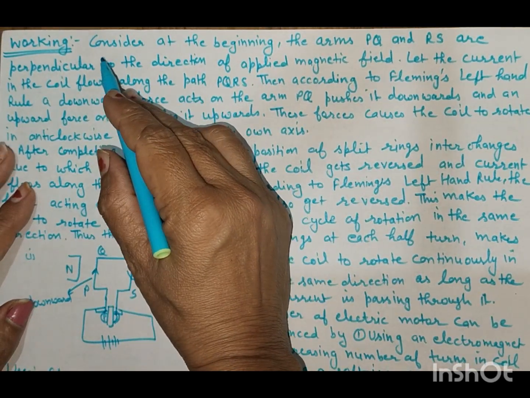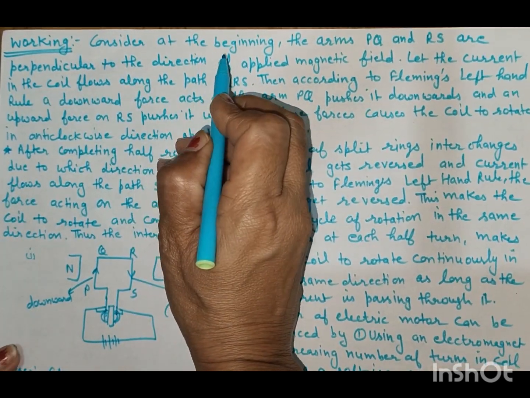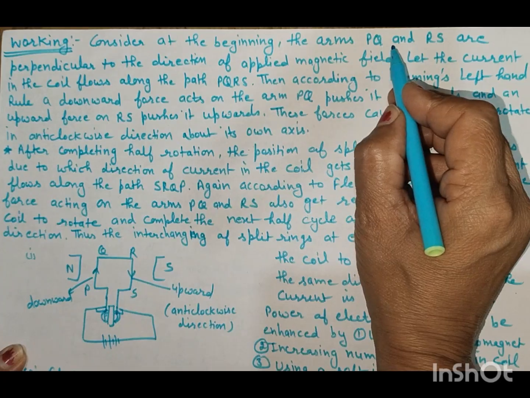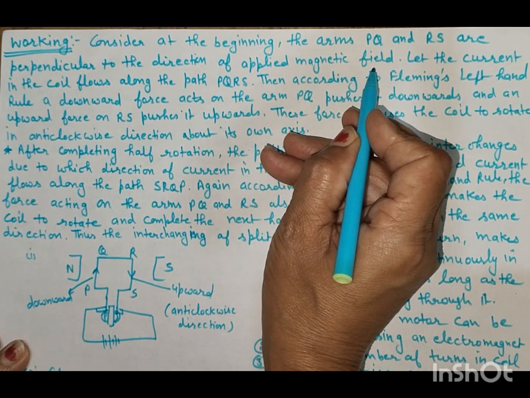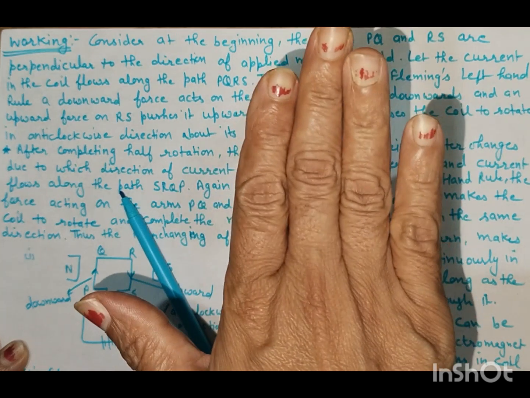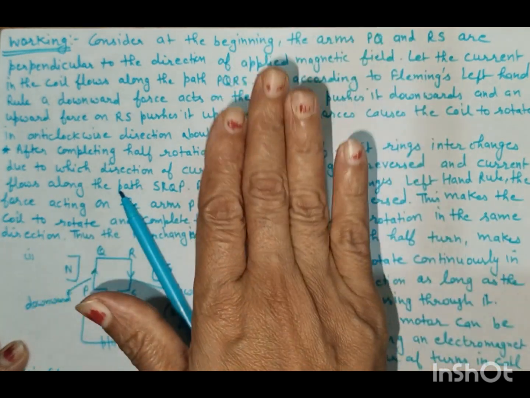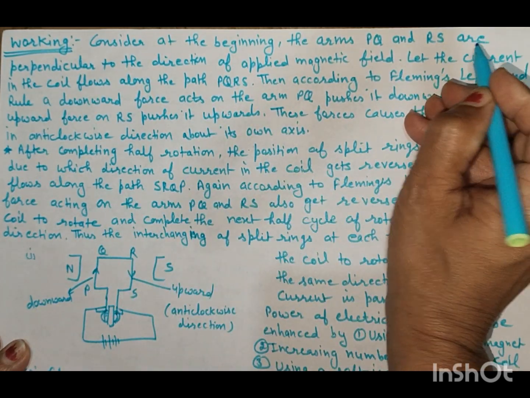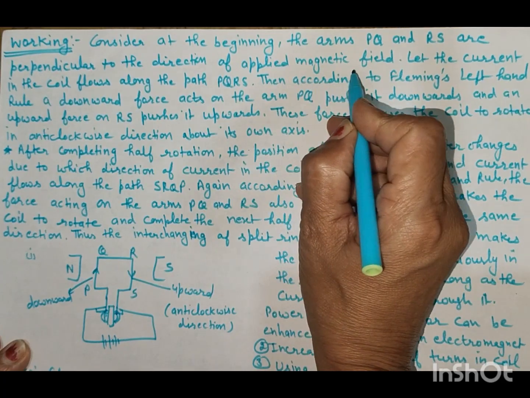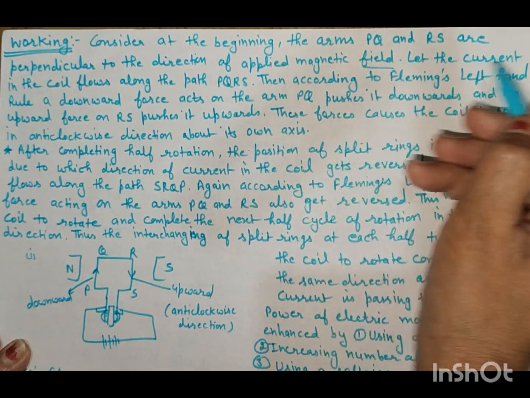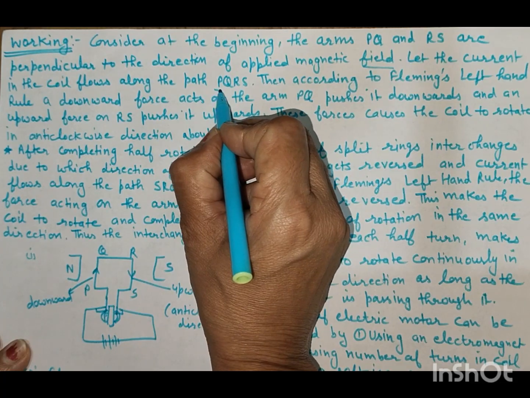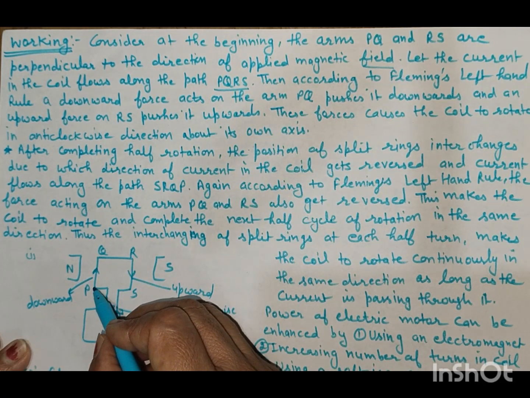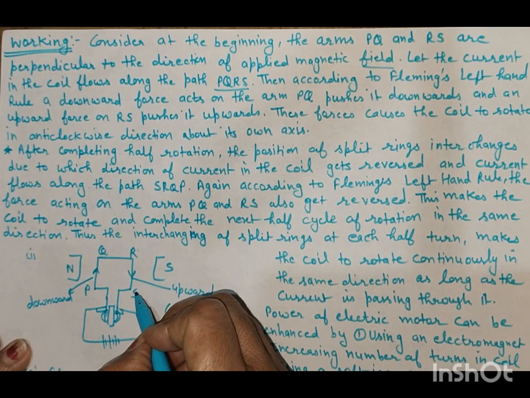Now what is the working of the motor? Consider that at the beginning the arms PQ and RS are perpendicular to the direction of the applied magnetic field, just like this. Let the current in the coil flow along the path PQRS.